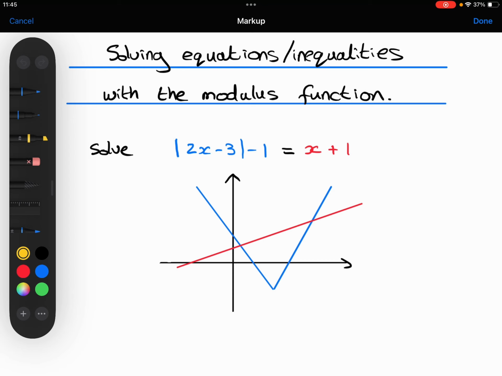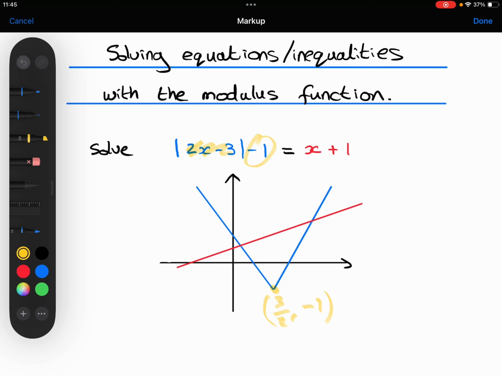So in blue on the graph there, we've got the modulus of 2x minus 3, minus 1. We know from the last video that the vertex is going to be when this is 0. So 3 over 2. The y-coordinate of the vertex is minus 1.